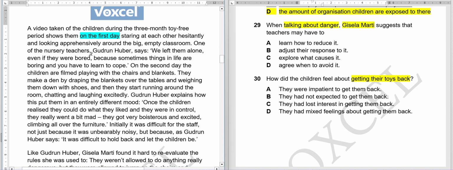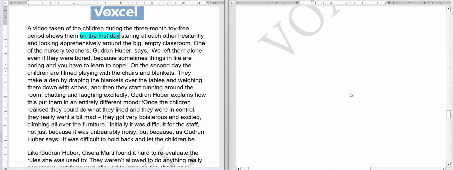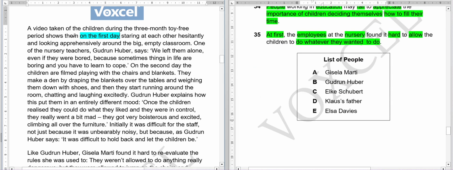One of the nursery teachers, Gordon Huber. So yes, we have Gordon Huber. This is our person. Says we left them alone even if they were bored because sometimes things in life are boring and you have to learn to cope. So this particular person is saying that they left them alone. Them means children, even if children were bored here in this particular case, because some things in life are boring.